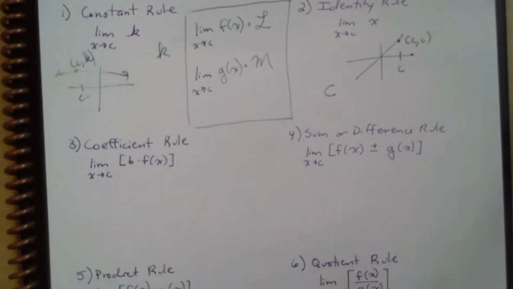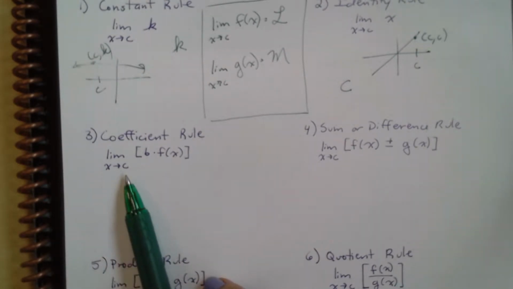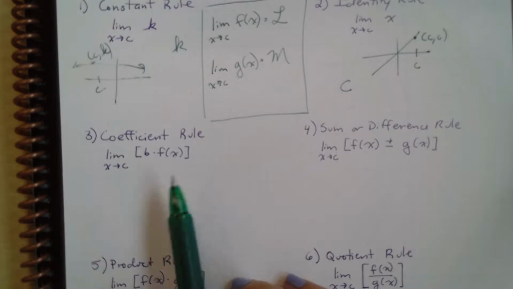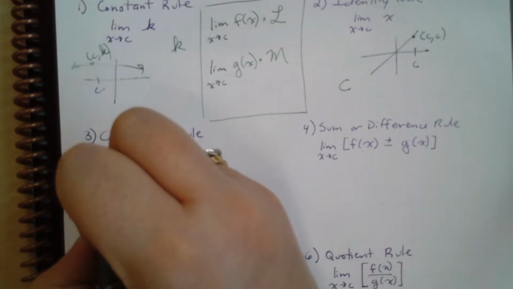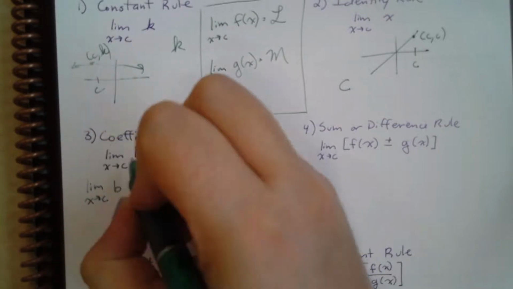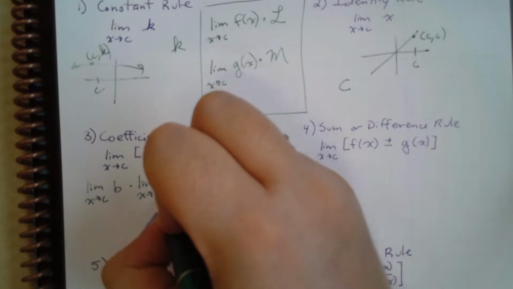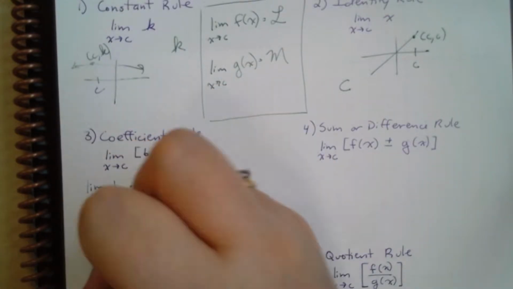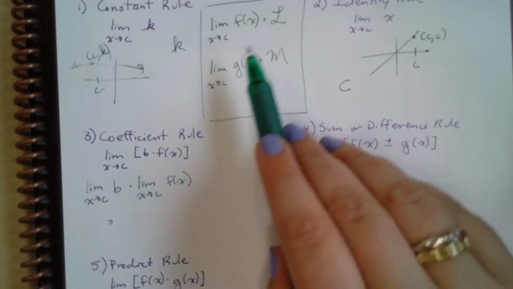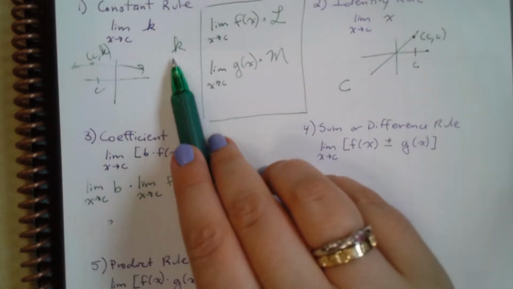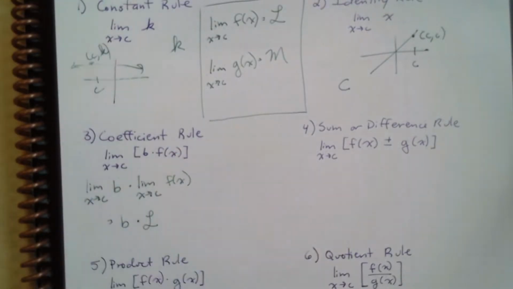But here, if we have our coefficient rule, we've got the limit as x approaches c of the quantity b times f of x. Well, we can actually think of that as b times the limit as x approaches c of f of x. Well, we know the limit as x approaches c of f of x is equal to L. And b, this is just going to be our constant rule. So our answer here is going to be b times L.